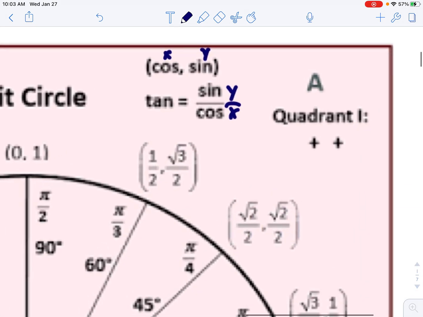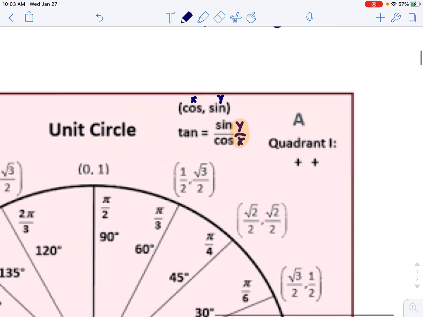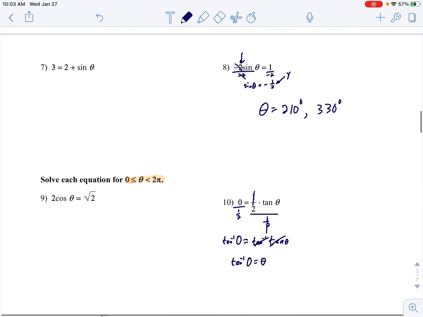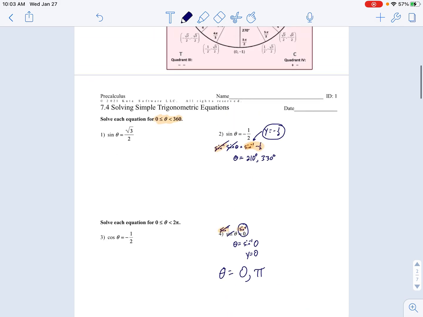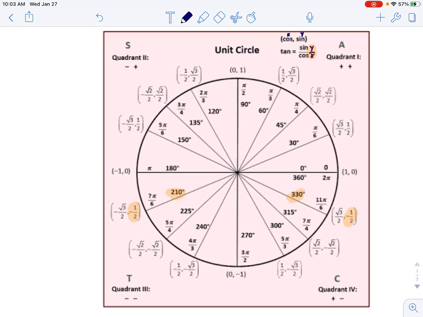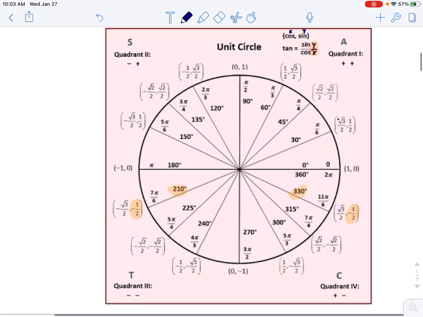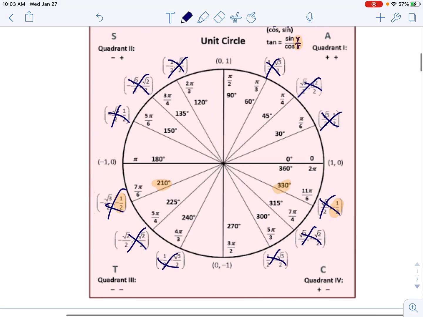Now right up here I have a little note, tangent equals y over x. So let me go back down here. I'm trying to find a y divided by x that equals 0. So where on this unit circle can I do y divided by x and get 0? Well, it can't be any of these points. It's got to have a 0 in it, right? It can't be any of those. It's got to be one of those quadrant points.